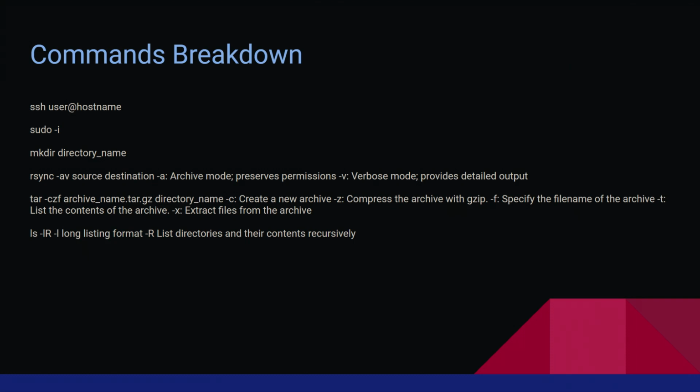And then at the very end, we're going to be using ls -lR with a capital R. This is going to create a list of the directories and their contents recursively in a long listing format. This way we're going to be able to verify everything that was synced over, and make sure that everything transferred over properly.